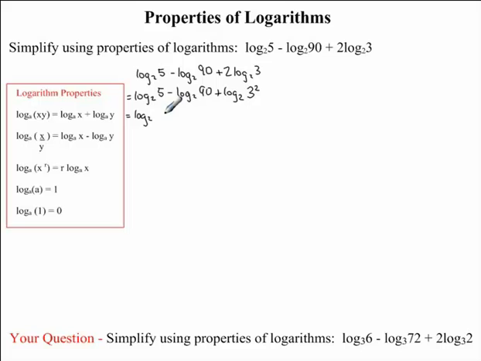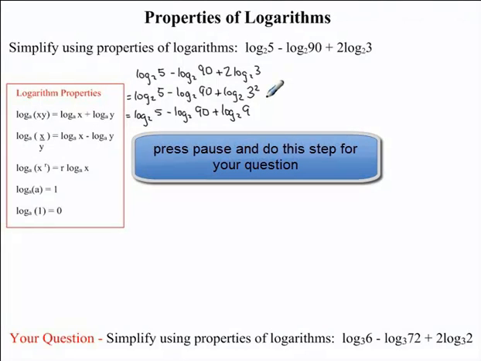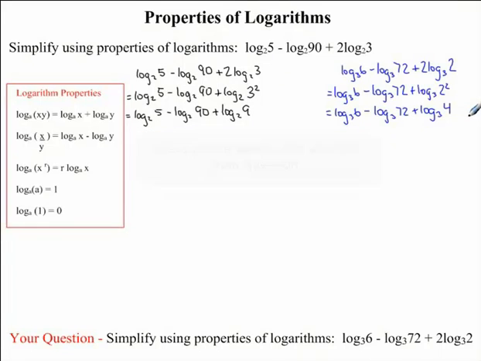The first two terms again will remain the same. Now we'll have plus log of base 2, and instead of 3 squared, we will now write 9. I want you to try this first step with the question that you were given. Here's the answer you should have got.